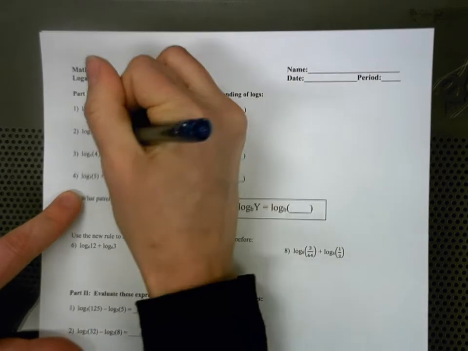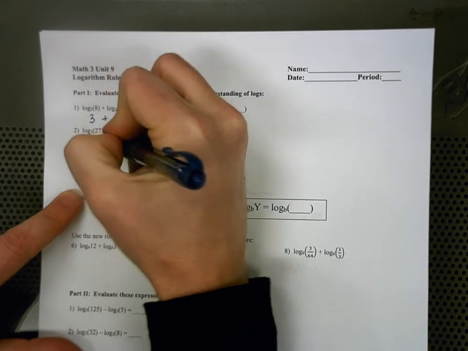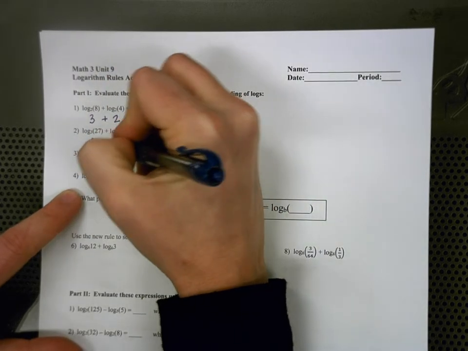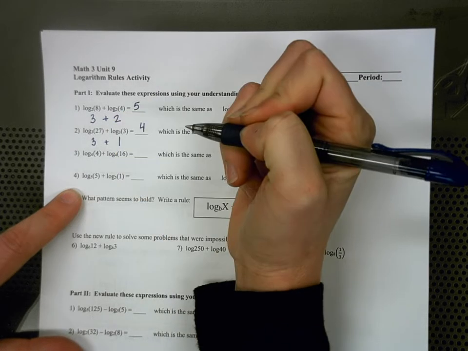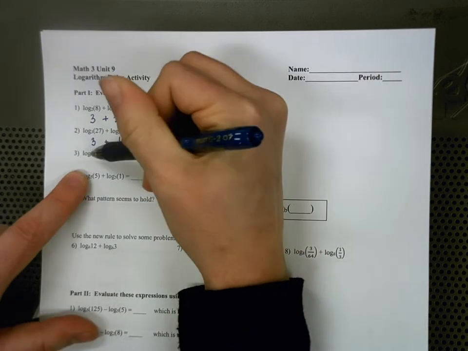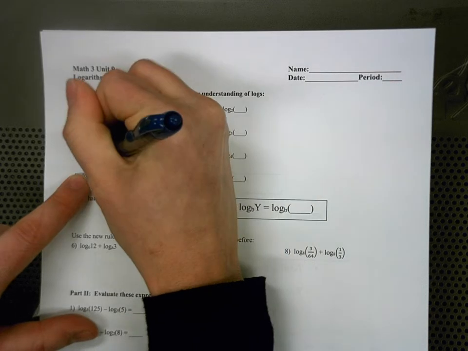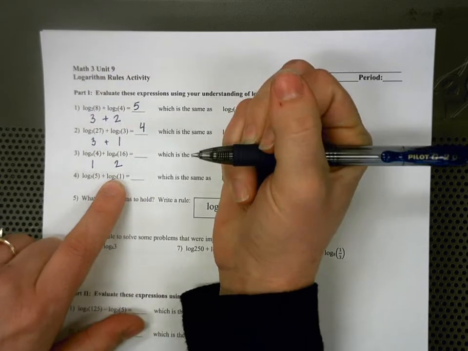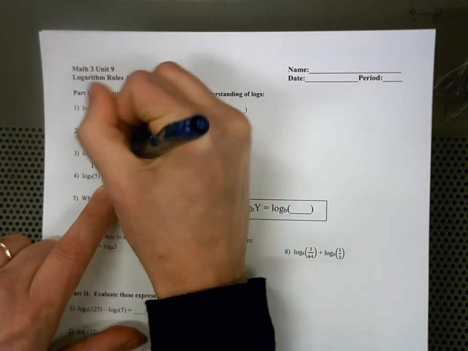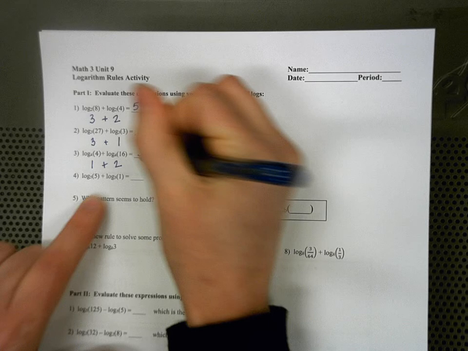3 to what power gives you 27? You should have said 3. 3 to what power gives you 3? That's a 1. And 3 plus 1 is 4. 4 to what power gives you 4? That's 1. 4 to what power gives you 16? 4 squared is 16. And 1 plus 2 is 3.